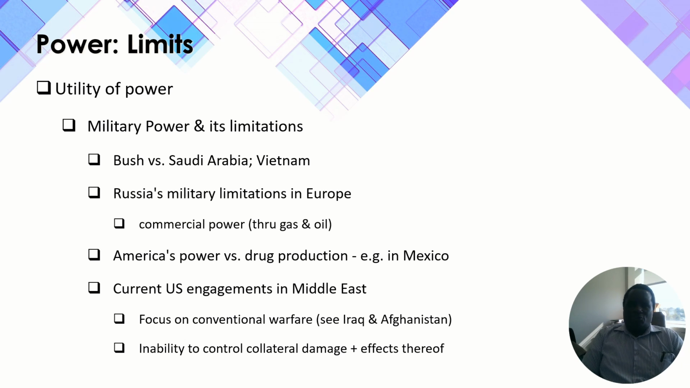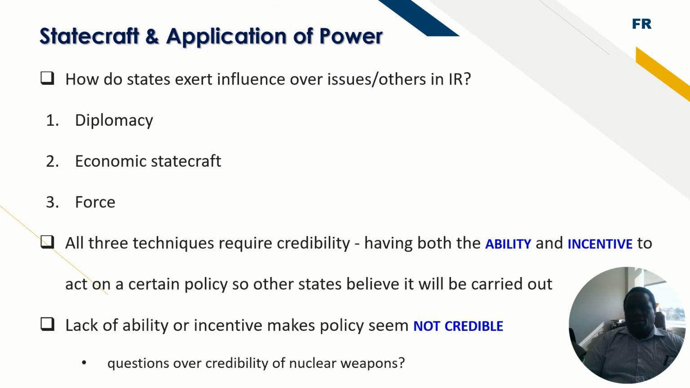But we also see examples of the limitations of power. So for example, despite its great power, the US is unable to control the drug production in Mexico, but also the engagements in the Middle East. Sometimes you can't really coerce countries to do what you want to do, and so this is what we saw in Iraq and Afghanistan. But also power doesn't lend itself to controlling the collateral damage that comes out of certain things.